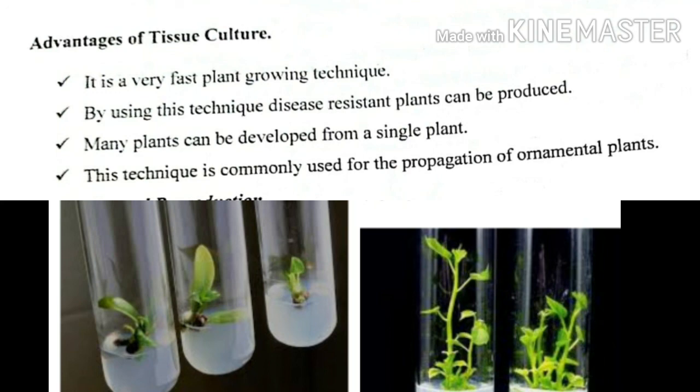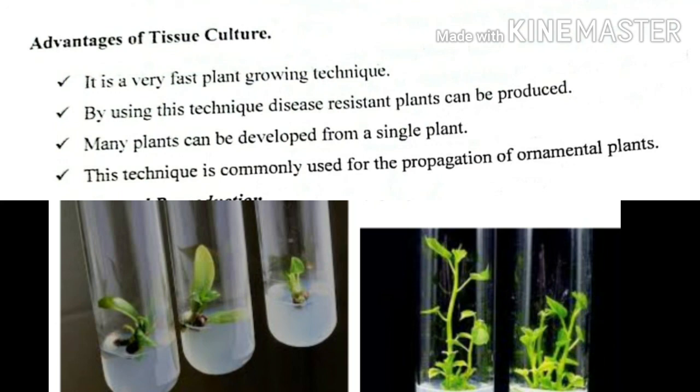Third important advantage is that many plants can be developed from a single plant. So you can imagine that if you take a single plant, you can get so many meristematic cells from that single plant. Each of these meristematic cells will form a group of cells called callus, which grows into a group of plants. So from one plant, several plants can be produced within a short period of time. And the last advantage is that this technique is commonly used for the propagation of ornamental plants. Ornamental plants means the plants which are used for beautification purposes, which are grown for their beauty, like flowering plants, etc. Okay, so these are the 4 important advantages of tissue culture.